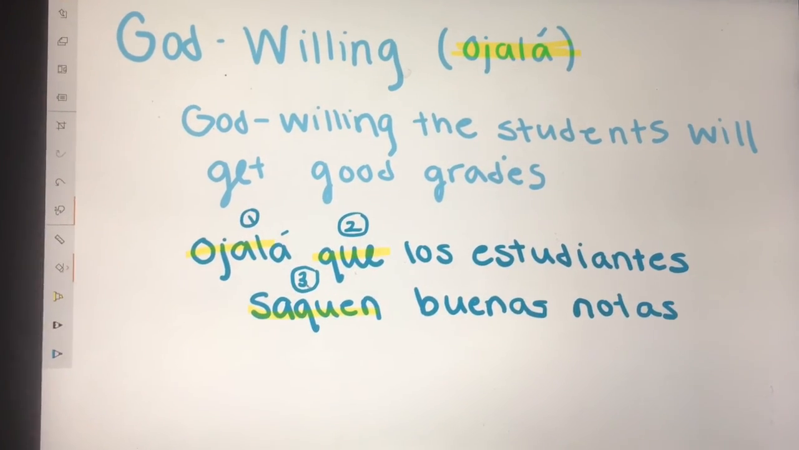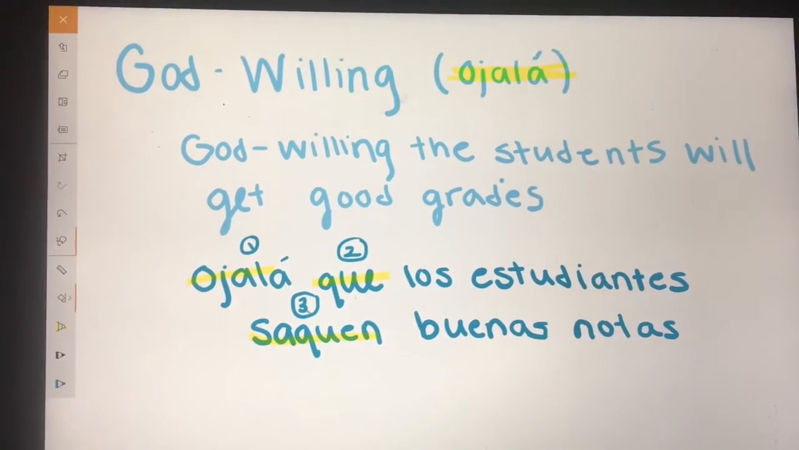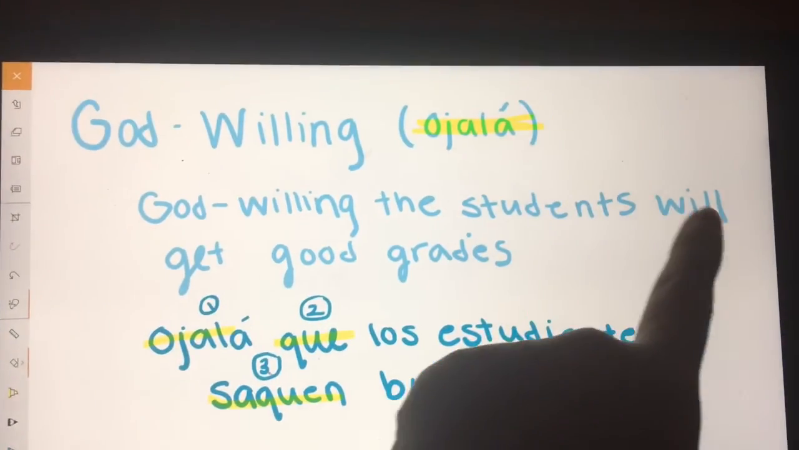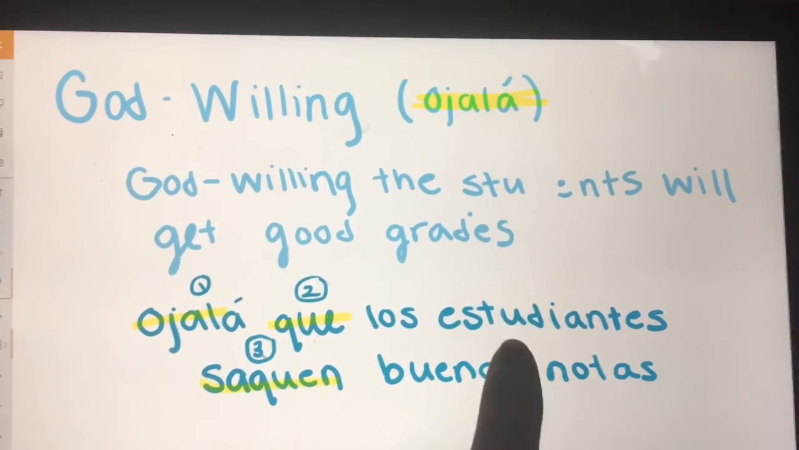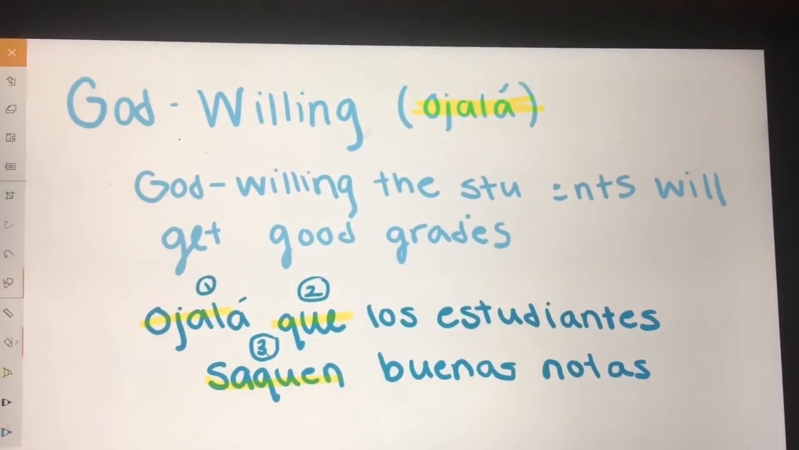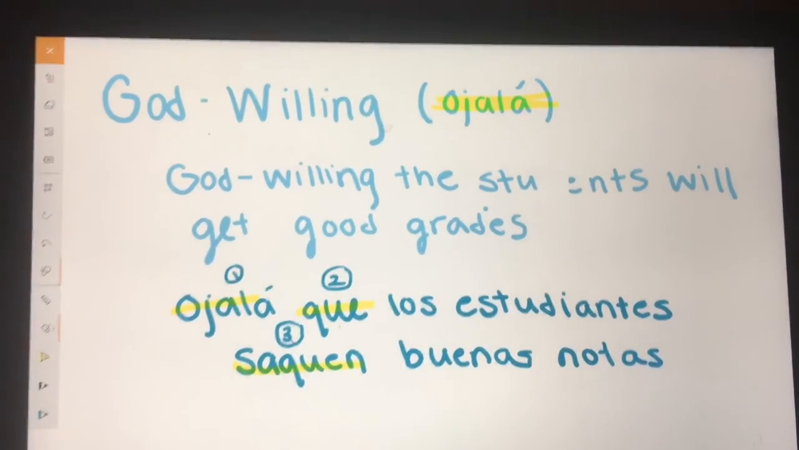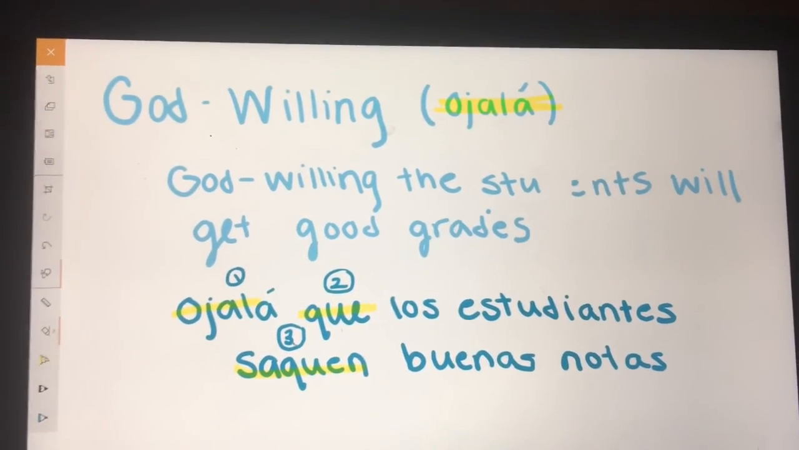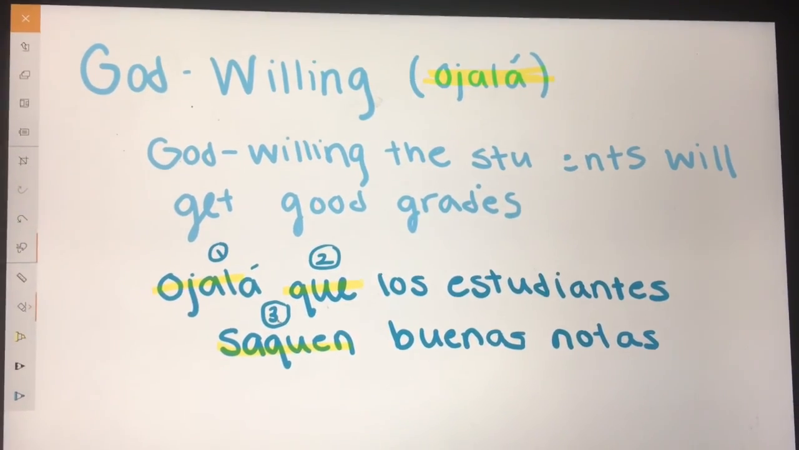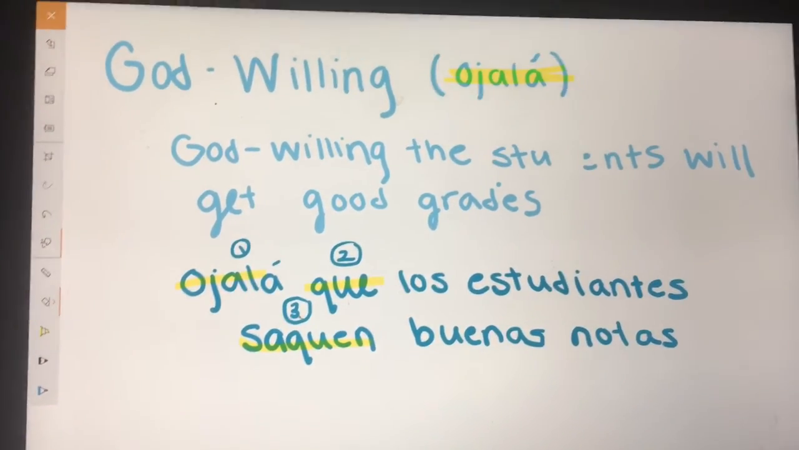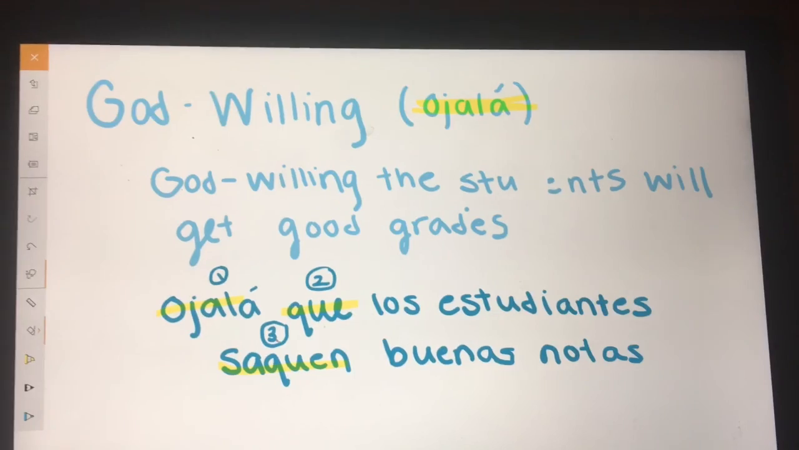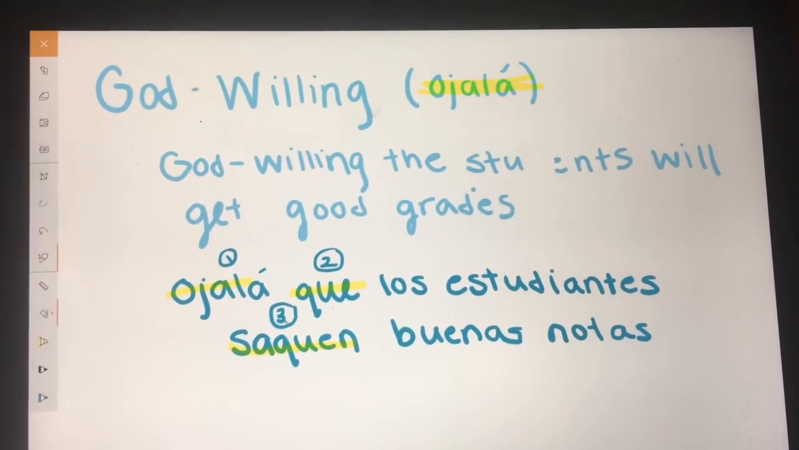This example also brings up another good point. The present subjunctive and the future subjunctive are the same. Because in this sentence, students will get good grades. That's alluding to the future. But with subjunctive, the present and the future are the same. The past, however, is a whole other story that I can cover in another video if you want me to.